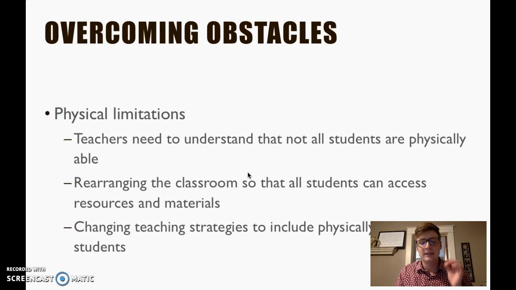Also, change teaching strategies to include physically disabled students, like the raising your hand. If you have a question, please raise your hand. What about the students that can't raise their hand? That's not really fair for them. So change your teaching strategies. Change how you run your classroom to include these physically disabled students.